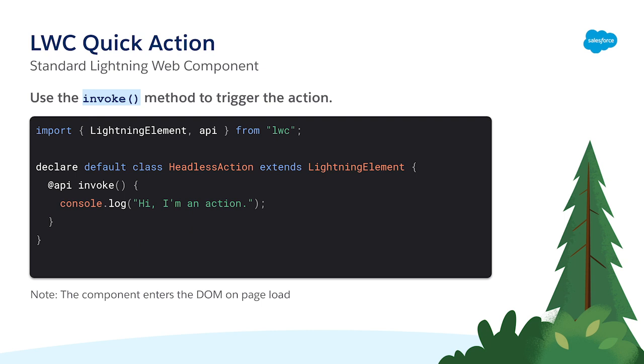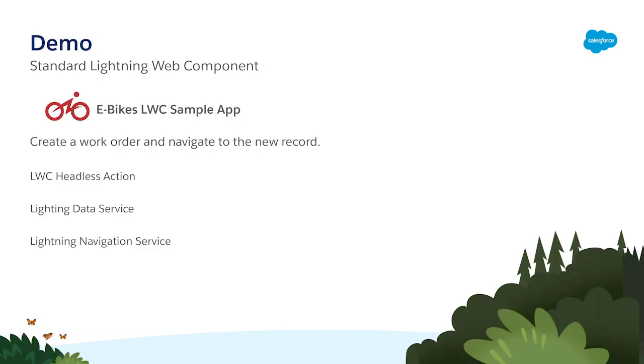It's worth noting that the component is inserted into the DOM immediately on page load. So any wire adapters, your connected callback, all will run immediately on page load, so you can't rely on those for triggering the action, which is why that invoke method is very important. So let's go ahead and look at how we can use a headless action. We're going to again use our e-bikes example by taking our case and creating a work order so that we can assign that to that service center and make sure that Rosa's bike gets fixed quickly.